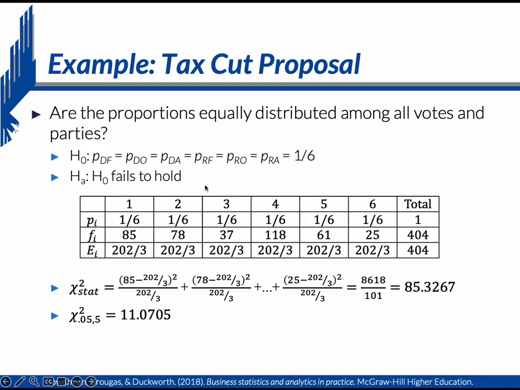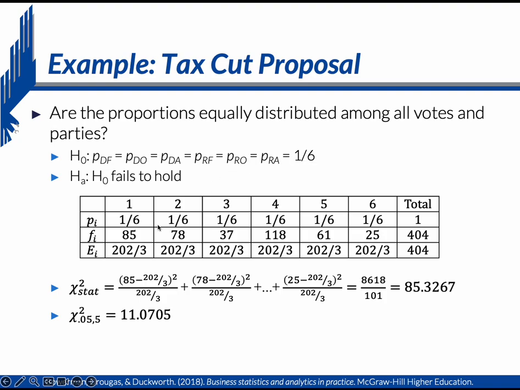So first, for the first question, where are the proportions equally distributed among all votes and parties, we will use a goodness of fit test for multinomial probabilities, where the null hypothesis states that the proportion of Democrats in favor of the proposal, the proportion of Democrats opposed to the proposal, and all other four proportions are all equal to 1/6. So since there are 6 groups being compared and we want to know if they are all equal to each other, then we will equate their proportions to 1/6.